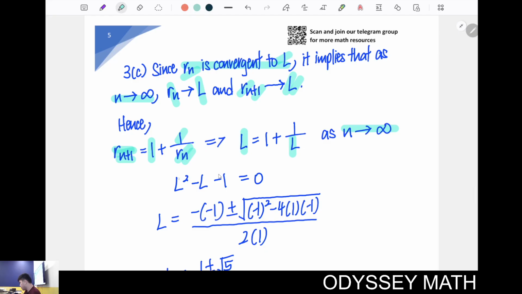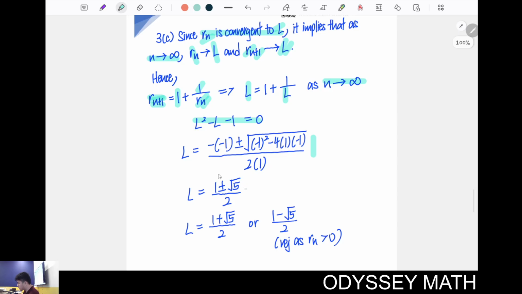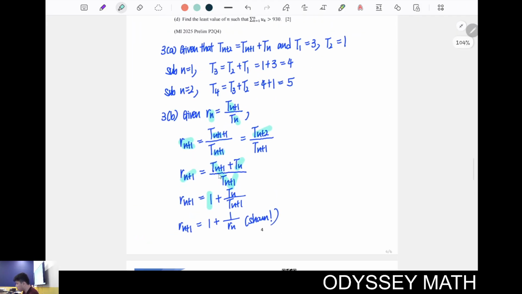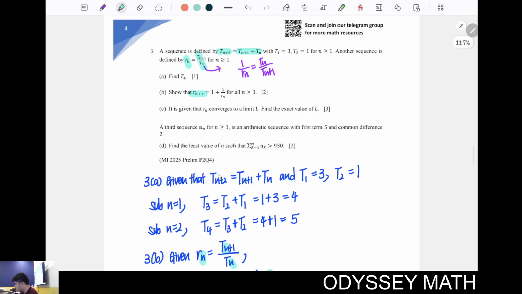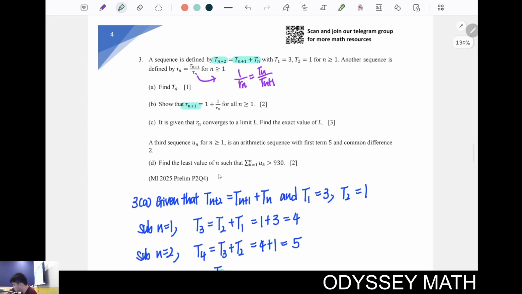So L equals 1 plus 1 over L as n tends to infinity. Now we manipulate this equation, we get L squared minus L minus 1 equals 0. We apply the quadratic formula, we get L equals 1 plus square root 5 over 2 or 1 minus square root 5 over 2. And we have to reject 1 minus square root 5 over 2 because it's negative, because Rn must be more than 0, from the question over here.